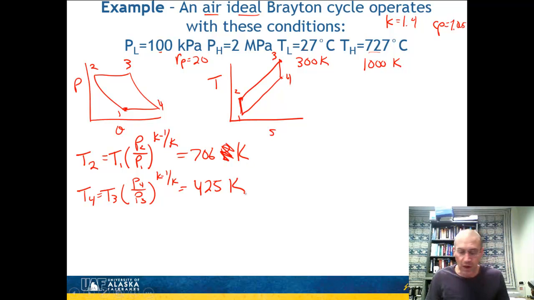All right, so now I have all of my temperatures, so I can go ahead and find out what my thermal efficiency is, because eta is going to be 1 minus Q out over Q in.